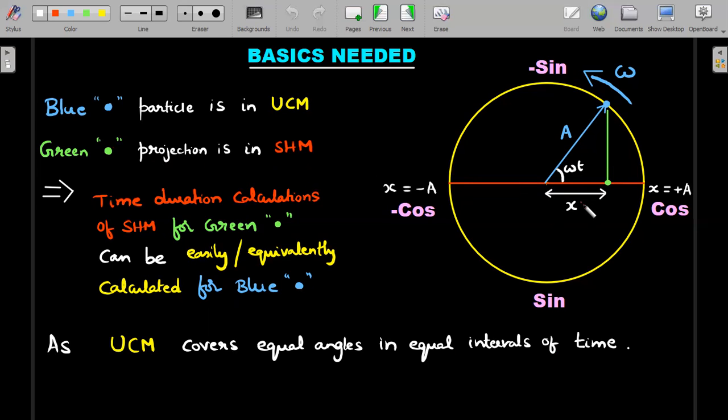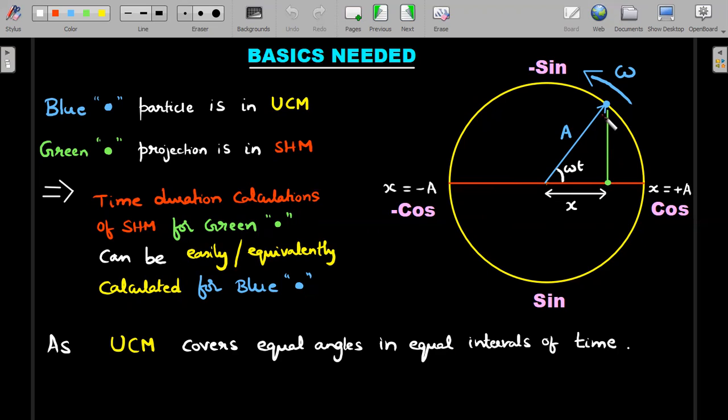We all know that any sinusoidal variation of an x coordinate, that is a sine or cos function, means it's a simple harmonic motion. Since these two complete their periodic motions in the same time, the time duration calculations for SHM, which is the green particle moving back and forth, can be equivalently and easily calculated for the blue particle.